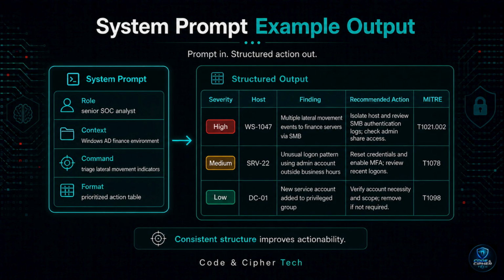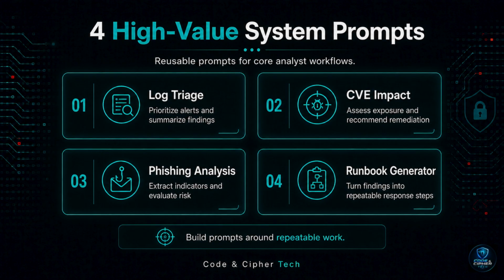System prompts solve this. The system prompt is a pre-built analytical configuration. It defines a specific task, the role AI should take, the input format it expects, and the output format it should produce. You build it once. Every time you need that analysis, you paste the system prompt, provide the input, and receive structured output without additional configuration. Think of it as building specialized analysts, each one configured for a specific task, each one ready to work on demand. Here are 4 high-value system prompts for security operations.